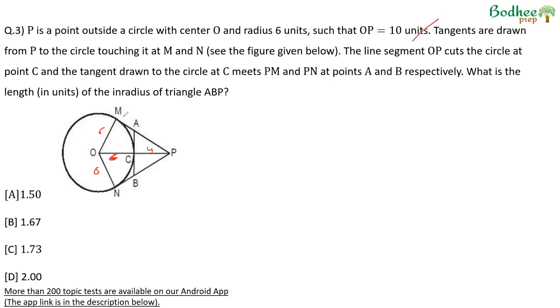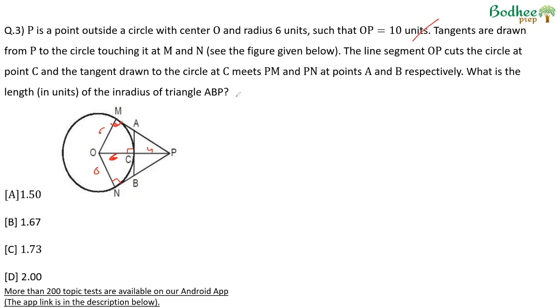Tangents are drawn from P to M and N. Therefore, these two will be 90-degree angles, the angle at the point of contact. The tangent at the point of contact with the radius is 90 degrees. The line segment OP cuts the circle at point C. There is another tangent drawn, so this will also be perpendicular. OC will be perpendicular to AB.